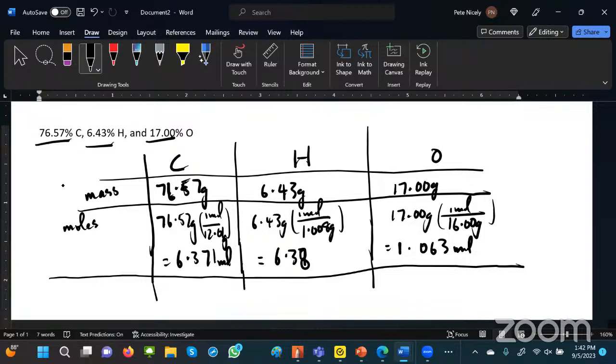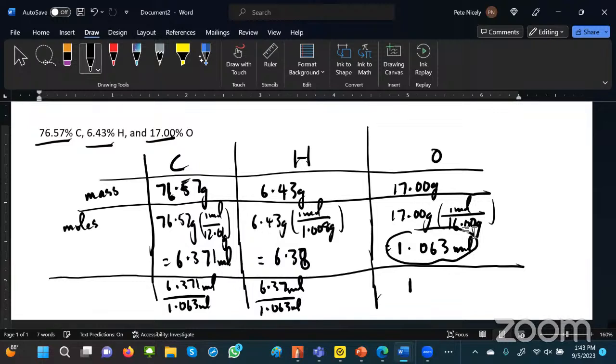And as I said before, we do that by identifying which of these numbers would be the smallest, and then divide everything by that smallest number, right? So obviously, the smallest number is this here, the 1.063 moles. So that means here you're going to have 6.371 moles divided by 1.063 moles, and 6.37 moles divided by 1.063 moles. And then this divided by itself will just give you 1, all right?